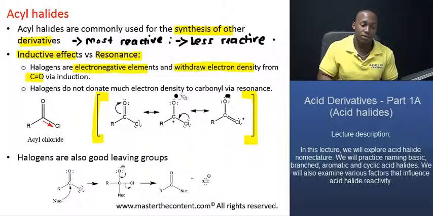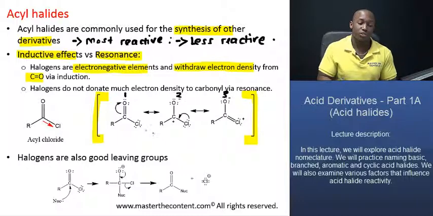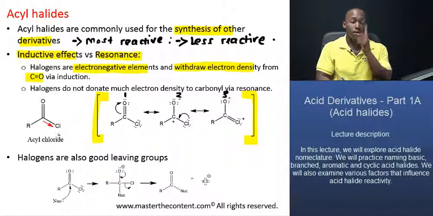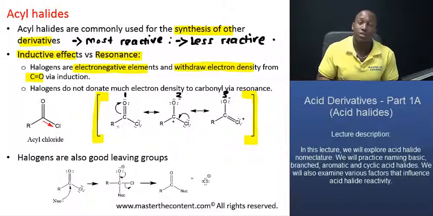So all in all, by the depiction or the diagram on the screen, we have 1, 2, 3 resonance contributors to the overall structure of that acyl chloride. Now, remember how electron delocalization happens.